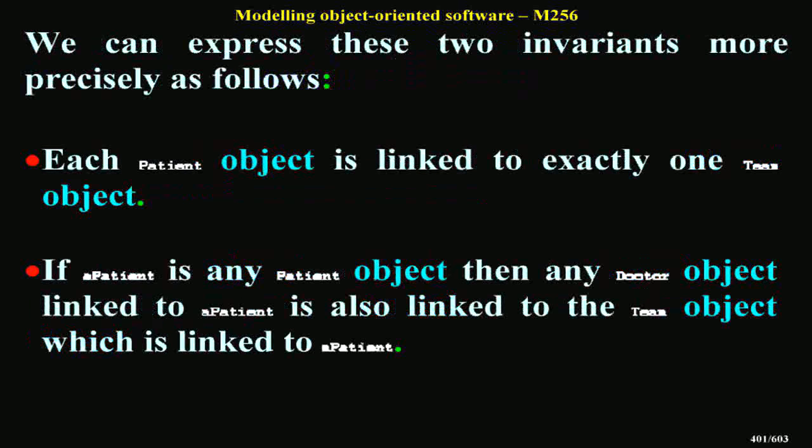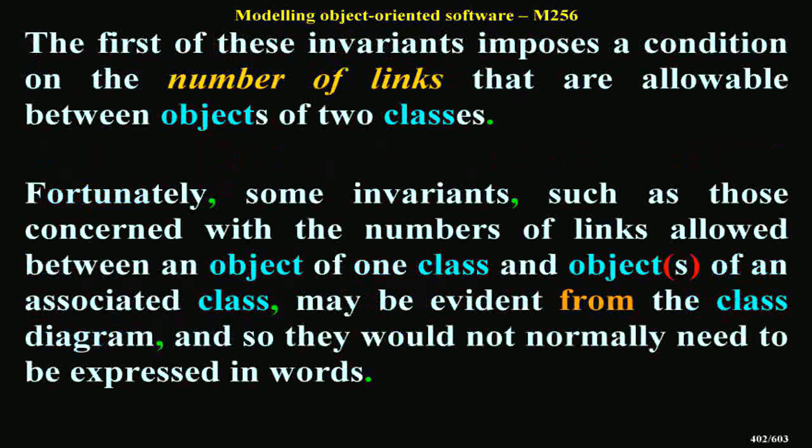Each object is linked to exactly one object. If is any object, then any object linked to is also linked to the object which is linked to. The first of these invariants imposes a condition on the number of links that are allowable between objects of two classes.